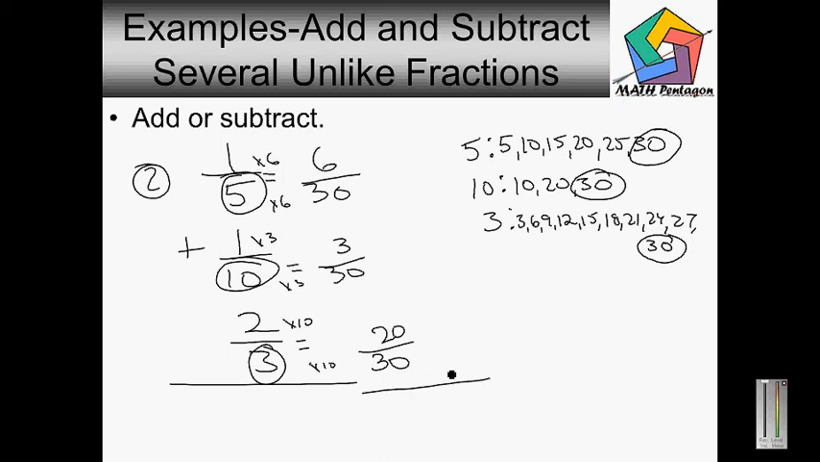We add these up. We add 6 plus 3 is equal to 9. Plus the 20 gives us 29. So it would be 29 over 30. And you can't reduce that or simplify anymore. So our final answer to this problem would be 29 over 30.